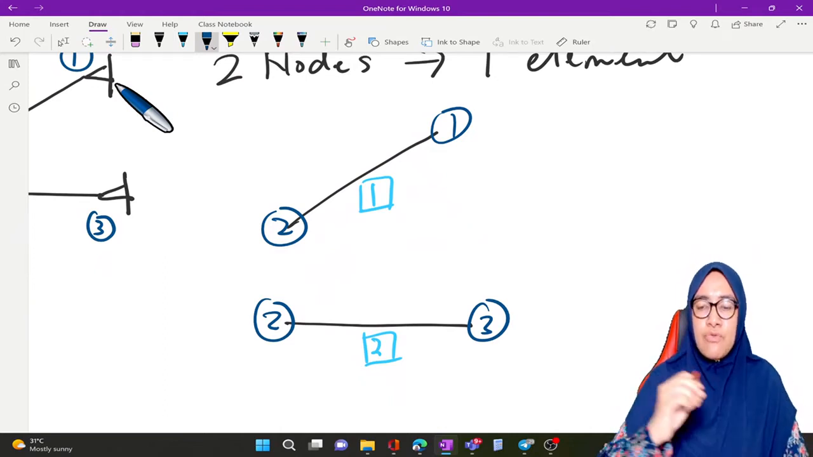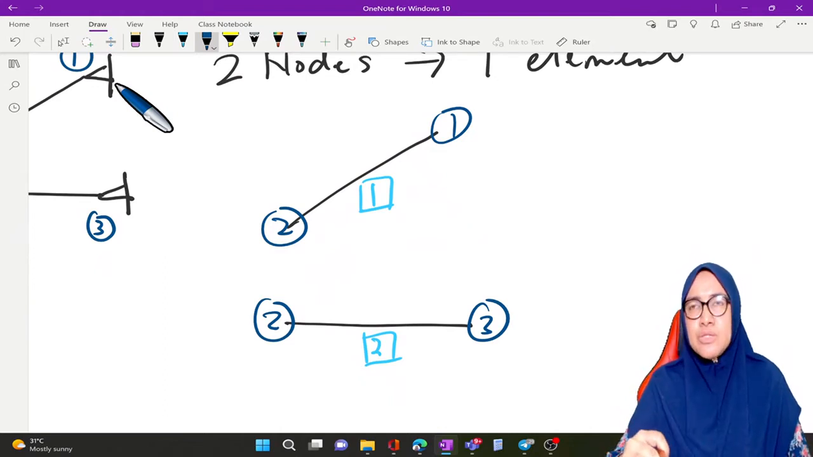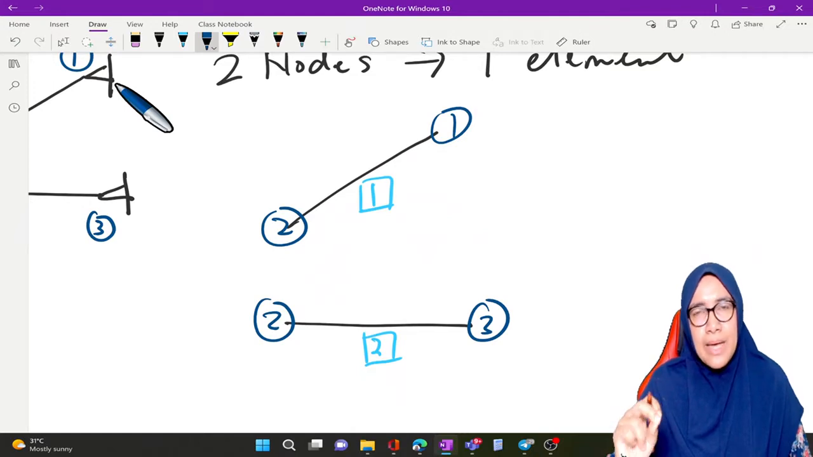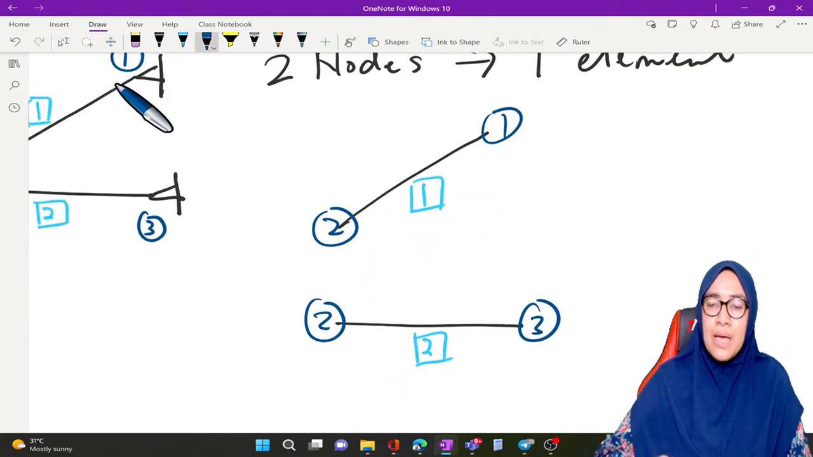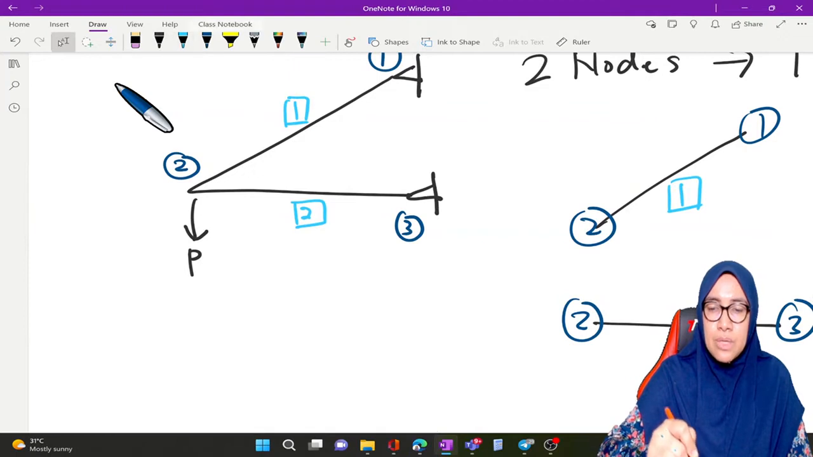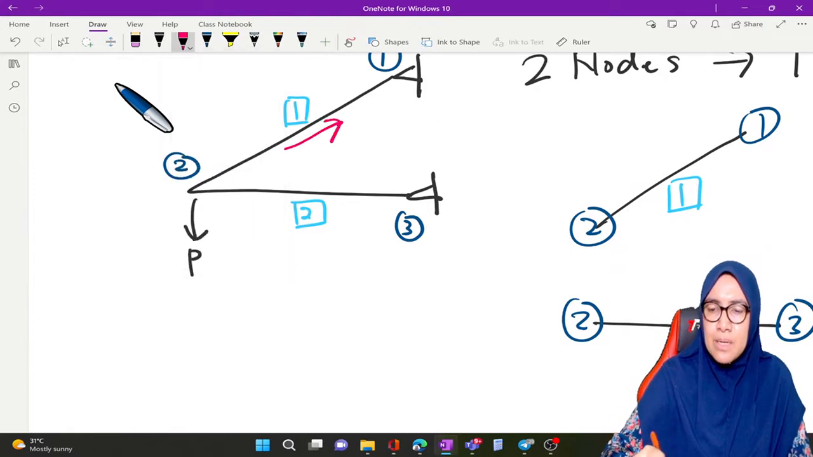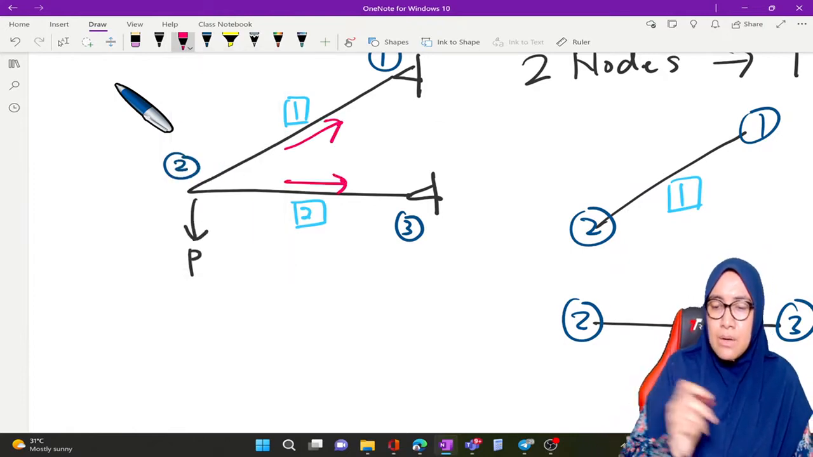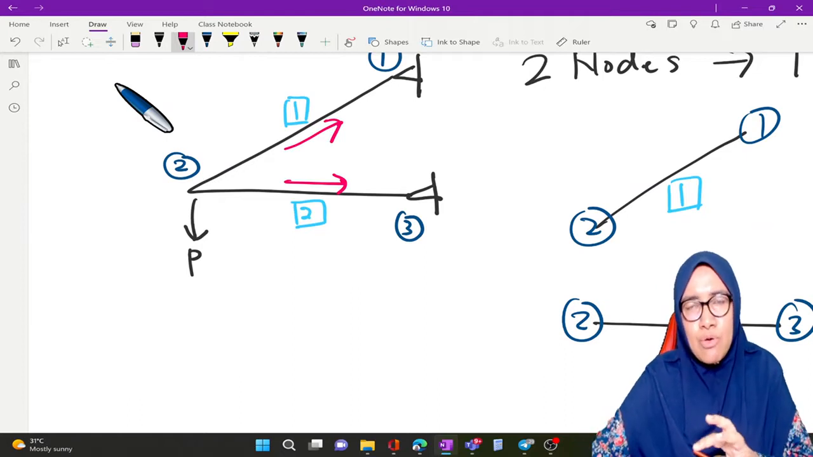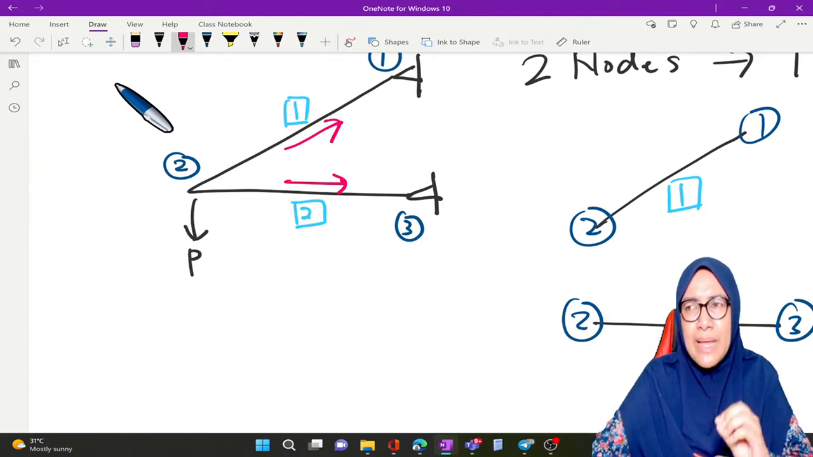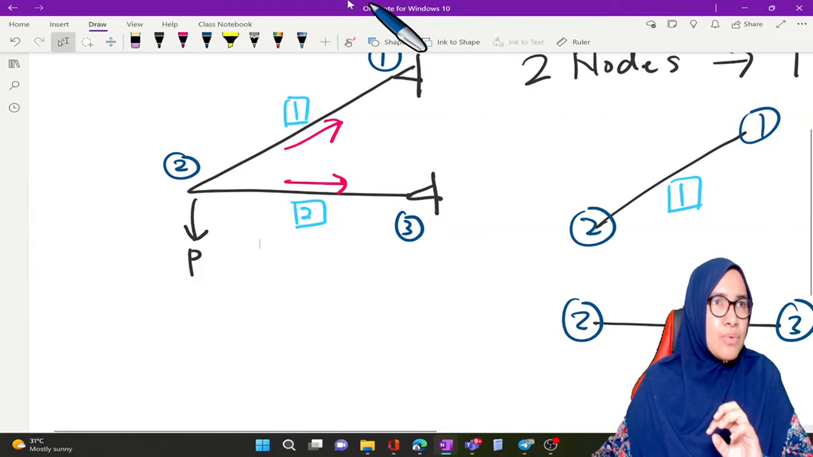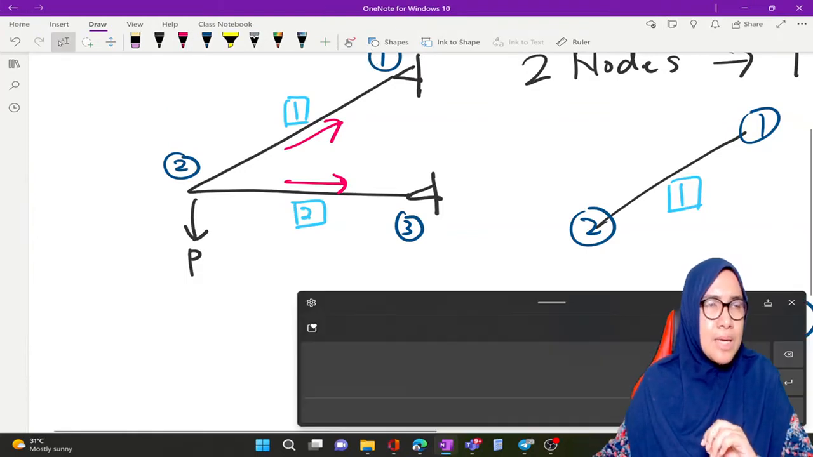From these elements, we should label the arrow. We just need to label the arrow, which is parallel with the member, like this. We can put the arrow in any direction, it doesn't matter.